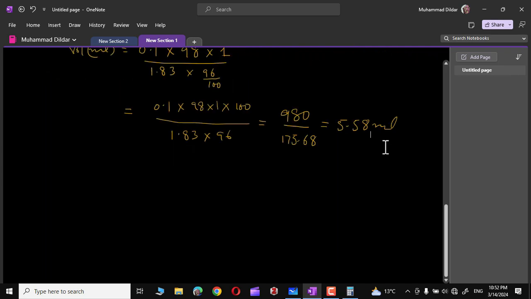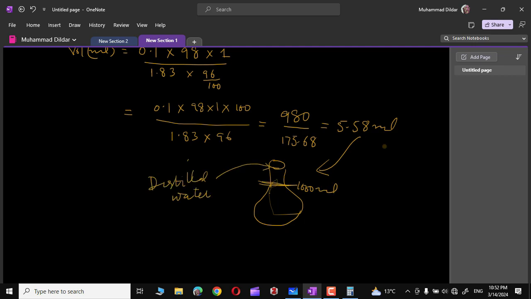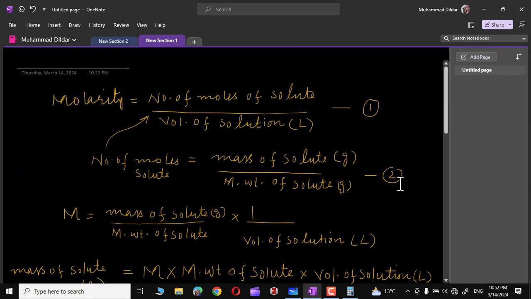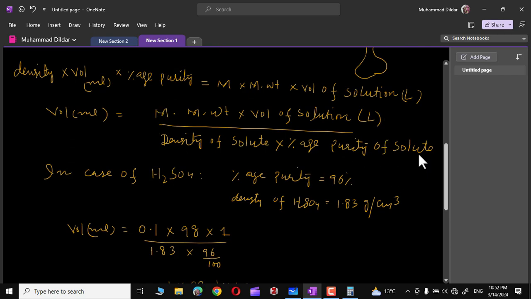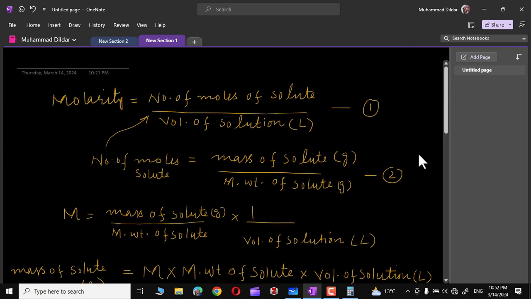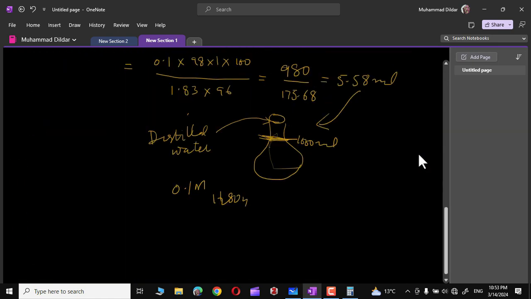Now this is the original H2SO4 solution that needs to be put into a 1000 ml flask, and then distilled water has to be added till the mark given on the flask, and your 0.1 molar H2SO4 solution is ready. So this particular video was concerned with how this particular equation is derived from simple equations to calculate molarity of a liquid solute.